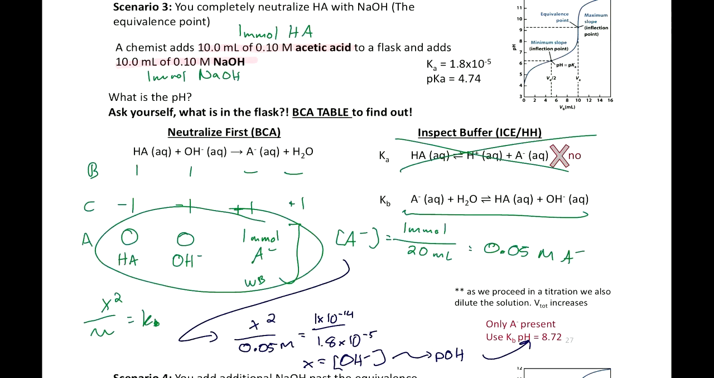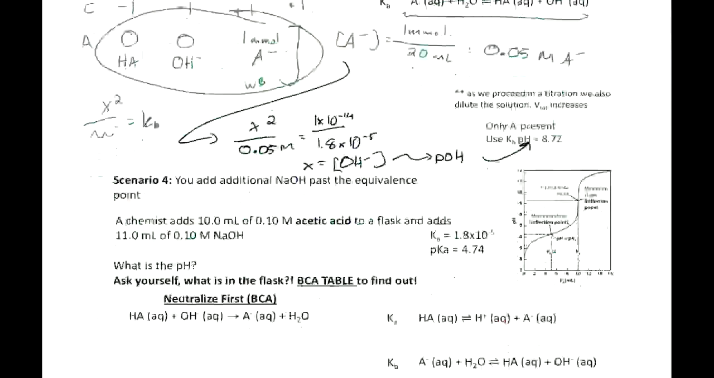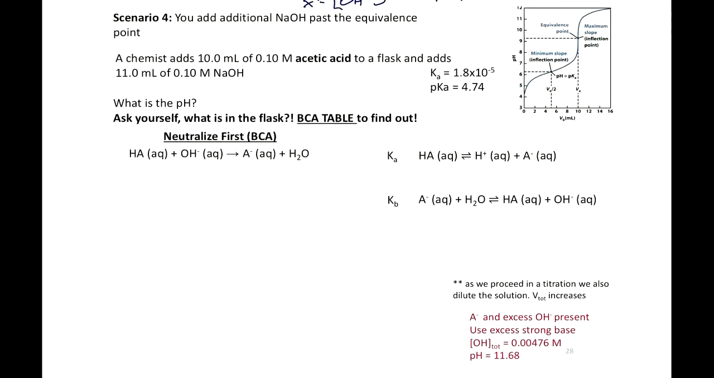And we see, oh yeah, we keep adding base, it gets more basic, right? This is a chapter 16 question, but you just need to recognize that A minus is the only thing in my beaker, right? And so the last one, which we won't get to, is the last scenario, you add too much sodium hydroxide, how do you calculate the pH? So we'll pick up there next week, yes.